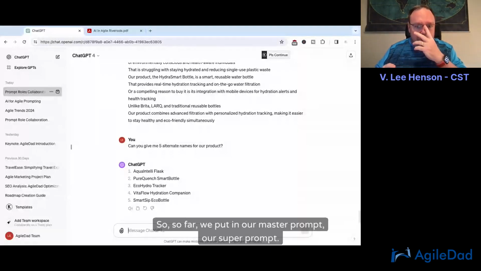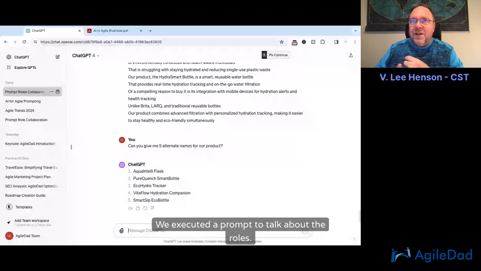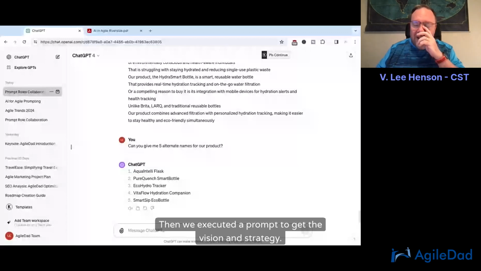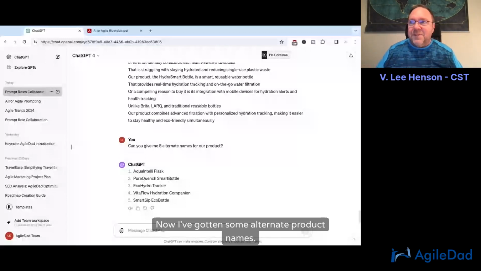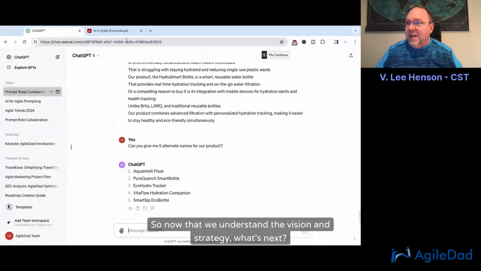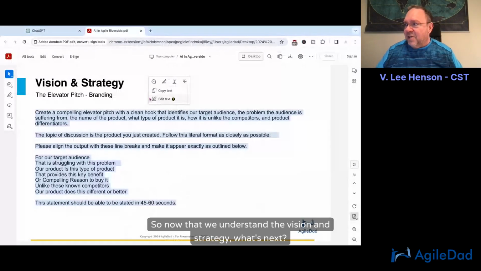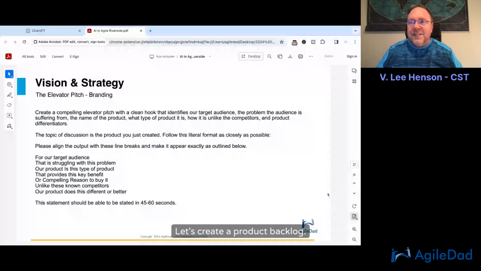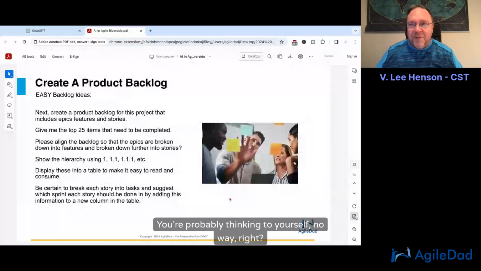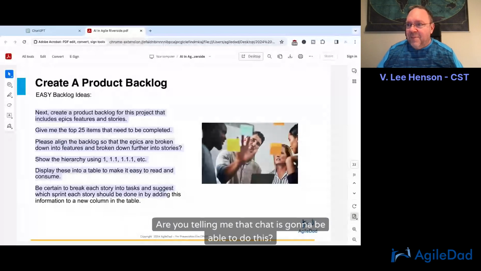So far, we put in our master prompt, our super prompt. We executed a prompt to talk about the roles. Then we executed a prompt to get the vision and strategy. Now I've gotten some alternate product names. I think we're on a roll. So now that we understand vision and strategy, what's next? Let's create a product backlog. You're probably thinking to yourself, no way, right? Are you telling me that chat is going to be able to do this?